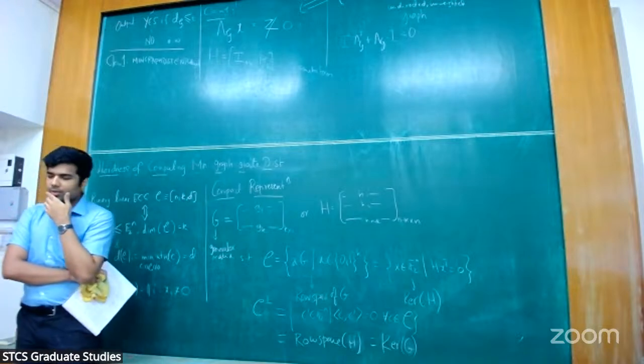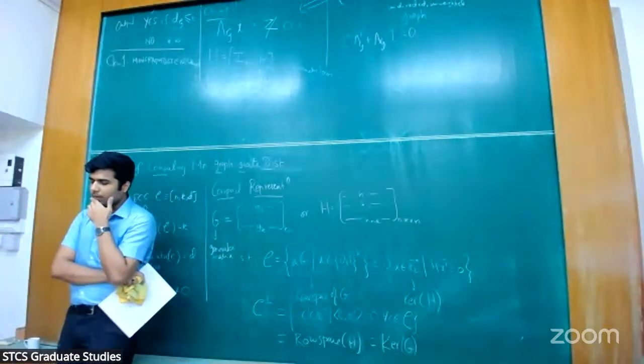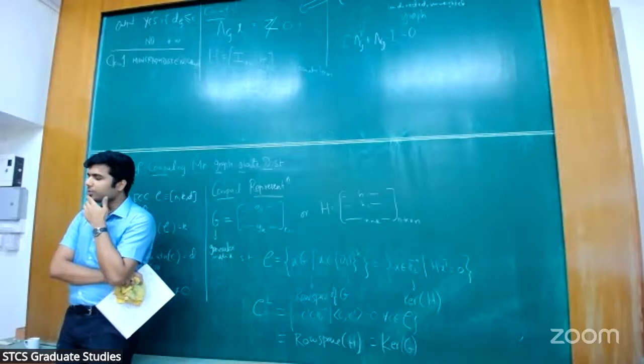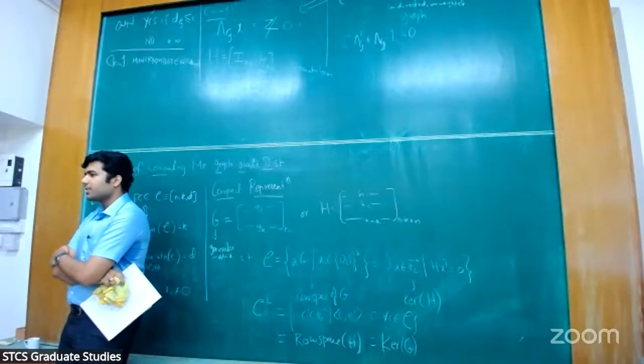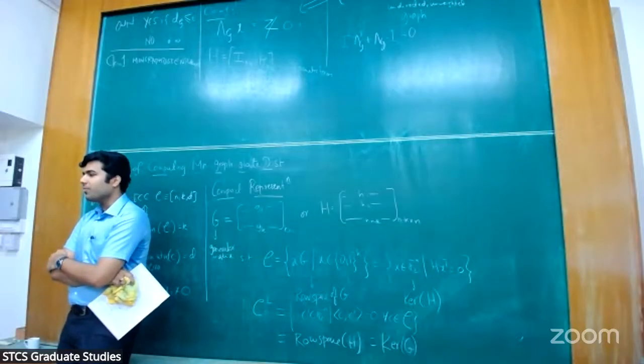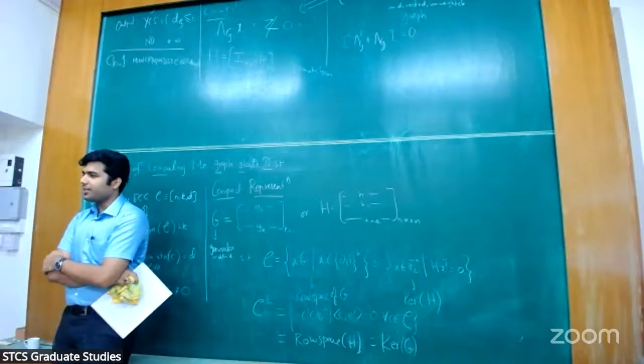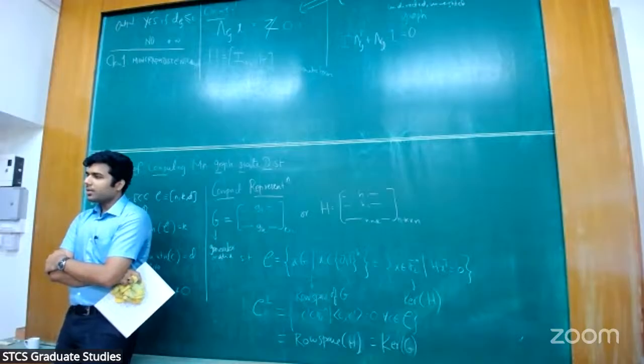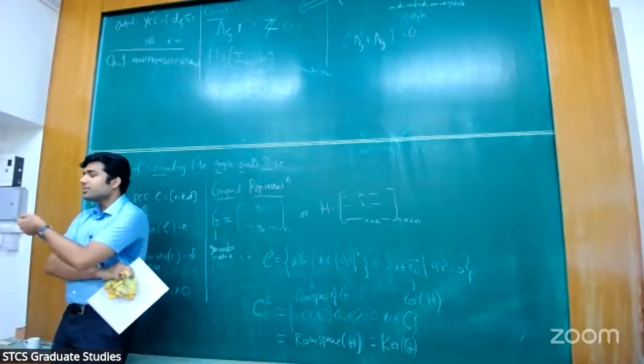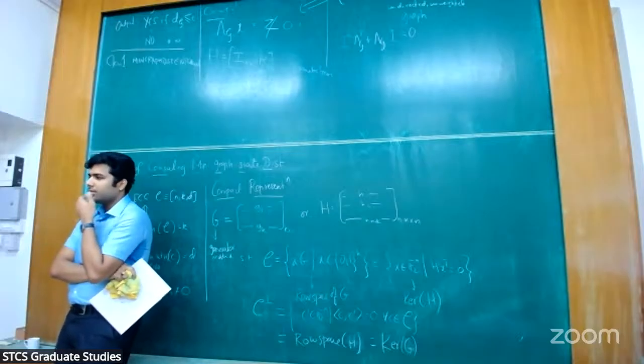Coming back to your question, it's mostly because of the definition of the weight of a vector that you're defining. That is the main reason for it. Not the weight, the definition of the distance, the symplectic weight. Yes, symplectic weight.